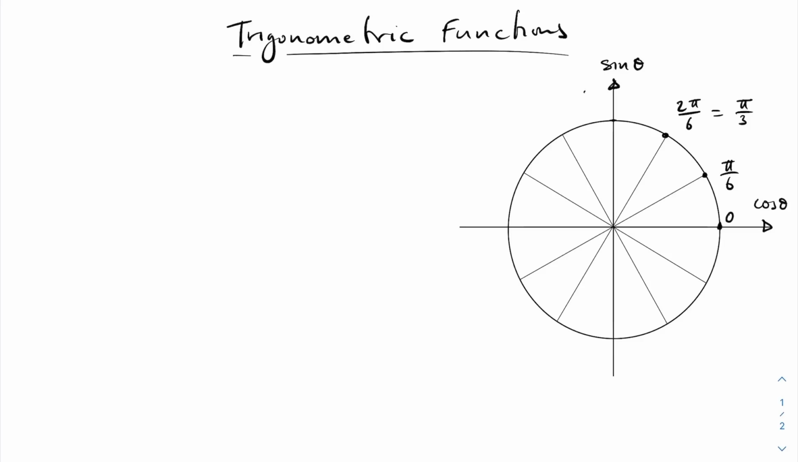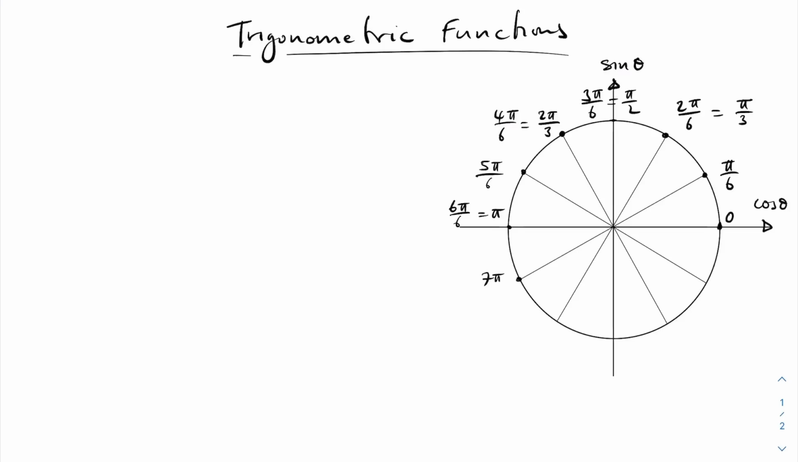The next one here on top is going to be 3 pi over 6, which can be written as pi over 2. Next, we're going to have 4 pi over 6, which is also equal to 2 pi over 3. Next, 5 pi over 6. And then 6 pi over 6, which is the same thing as pi.